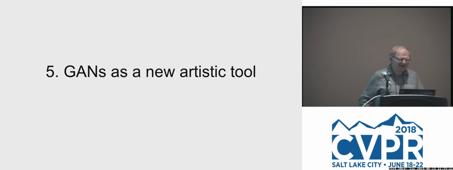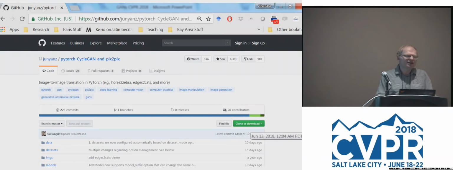Okay. Finally, GANs as a new artistic tool. When we published our work in this space, my co-authors Jun-Yan, Phil, and Tae convinced me that we should just release everything online. Not even just for anyone. For profit, not for profit, who cares? So we just put everything on GitHub, and kind of a magical thing happened. Even within a couple of weeks, people started using this software, and they started posting the results on Twitter.